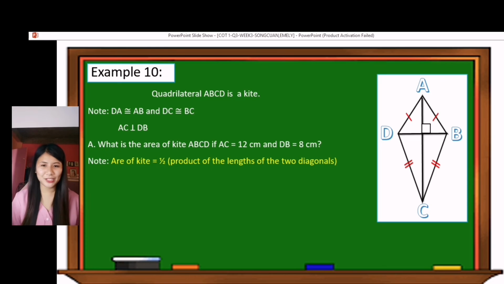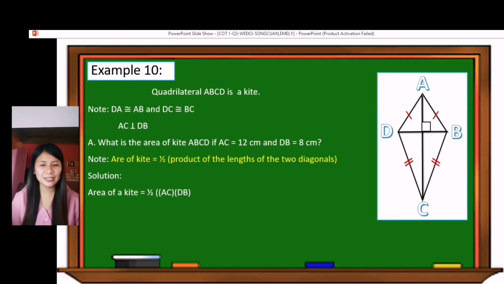So here is the question. What is the area of the kite ABCD if the diagonal AC is equal to 12 cm and diagonal DB is equal to 8 cm? Remember that the area of a kite is equal to 1/2 of the product of the lengths of the two diagonals. So here is the solution.